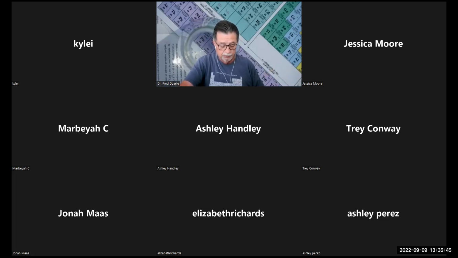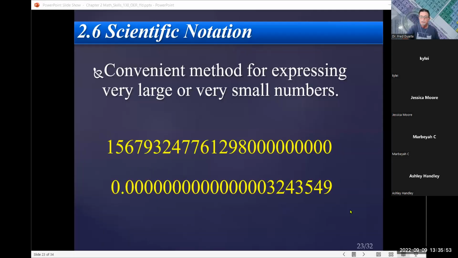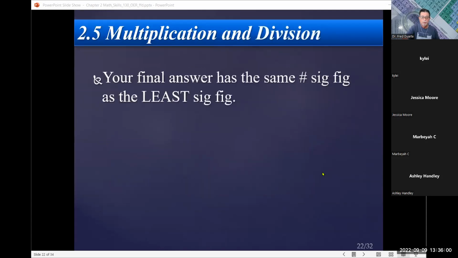My records show we ended up on slide 23, and we had just gotten started talking about scientific notation. Let me back it up a little bit. We were talking about significant digits. Now, let me refresh a couple of things about significant digits. Let me share with you a whiteboard.